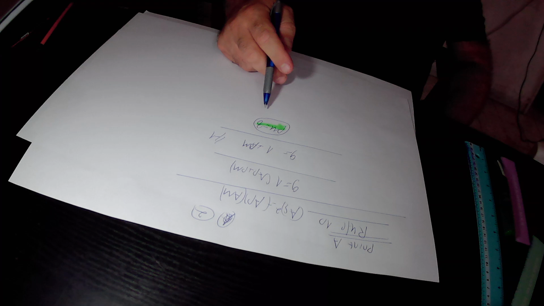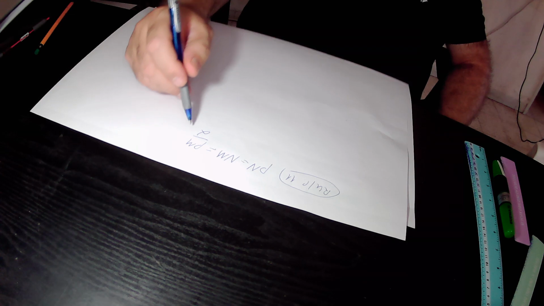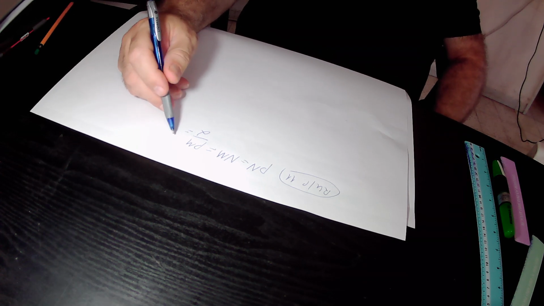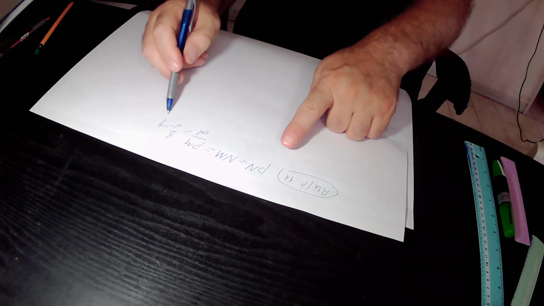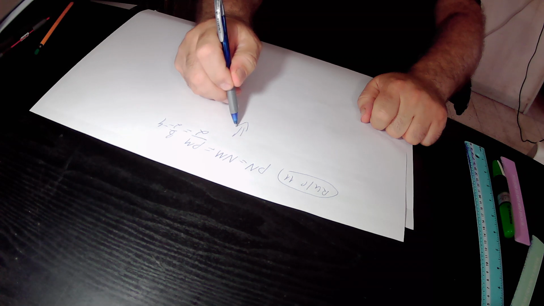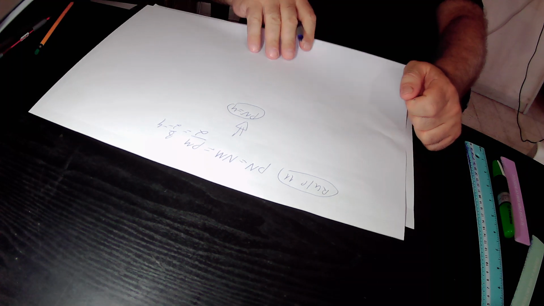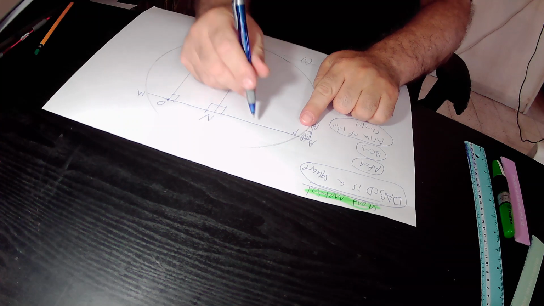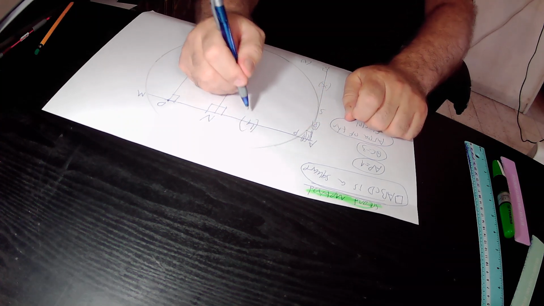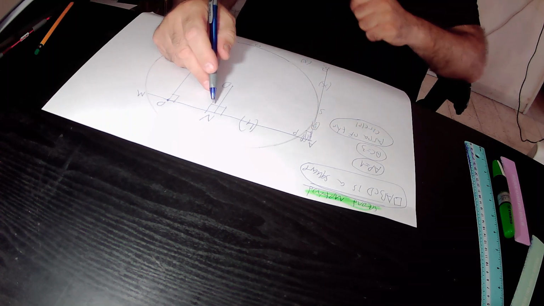But we already found out that PM equals 8. So this expression equals 8 over 2, that is 4. So in total we find that PN equals 4 units in its length. So in total AN equals 1 plus 4, that is 5.